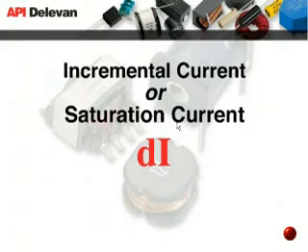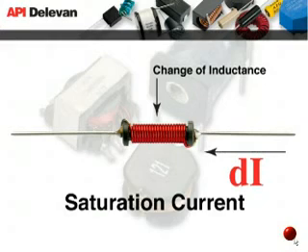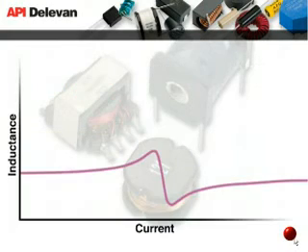Incremental current is expressed as small d, capital I, and is the same as saturation current. Incremental current is the change of inductance due to the amount of current passing through the inductor that will cause a decrease in inductance, typically in the range of 5 or 10%, compared to its zero current or zero DC inductance value. Current is specified in amps or milliamps, but rarely in microamps.